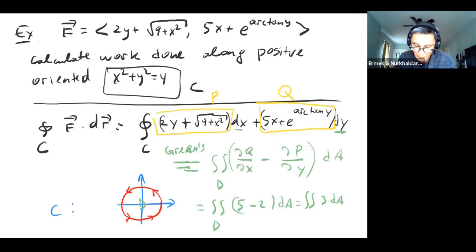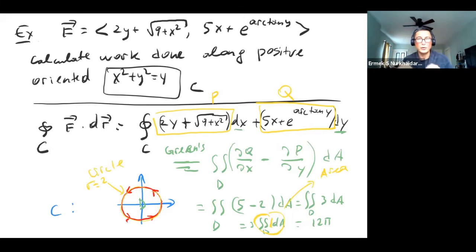And you remember, the double integral of 1 gives you area, and we're talking about a circle with radius 2. So its area is pi r squared, so 4 pi, and we multiply by 3, so we get 12 pi. Because that is area. If you like, switch to polar or whatever coordinates, you will be able to calculate it.